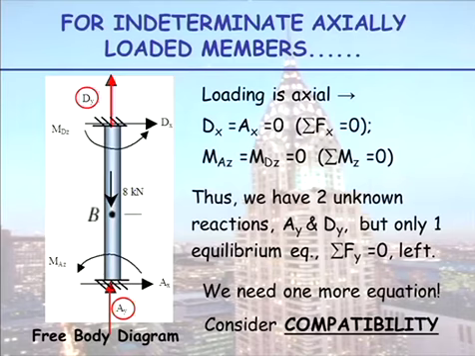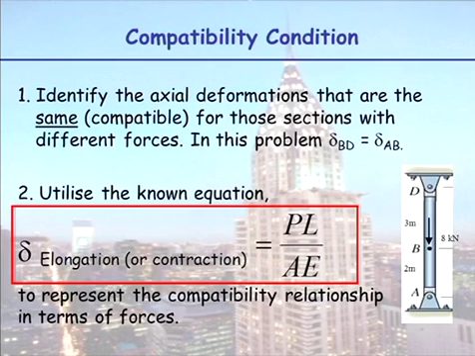So let's look at what the compatibility is this time. What we do is we identify axial deformations that are the same, i.e. compatible, for those sections with different forces. So in this problem here, one could say that the amount of movement stretching in BD here, well, that would have to equal the amount of compression, amount of movement squashing occurring in AB. Because you can't have one bit stretching more than the other when the two ends here are fixed. So in this case here, that would be your compatibility equation.